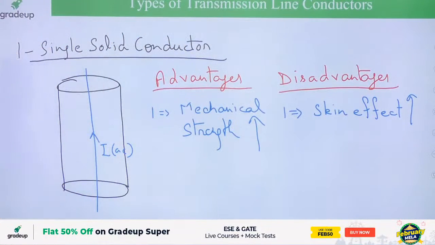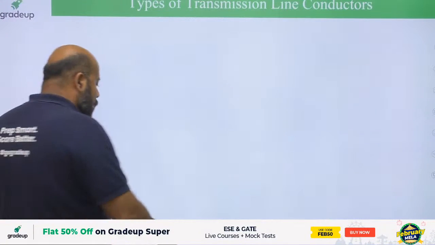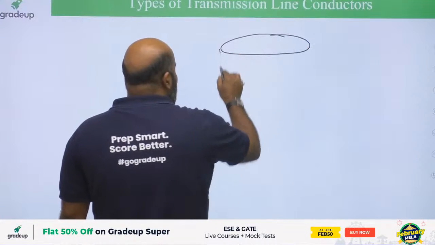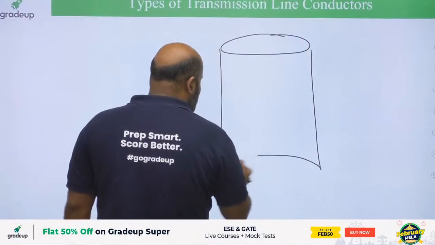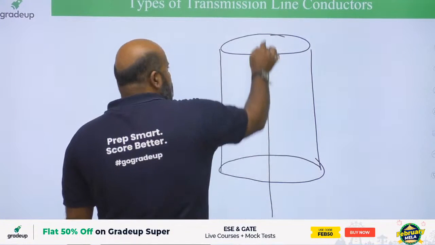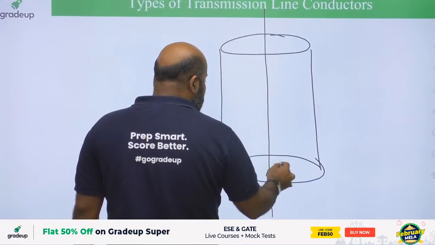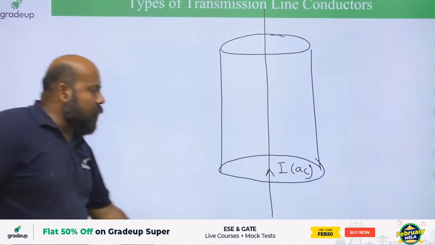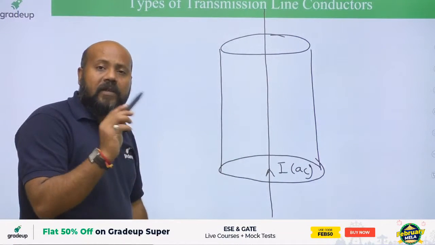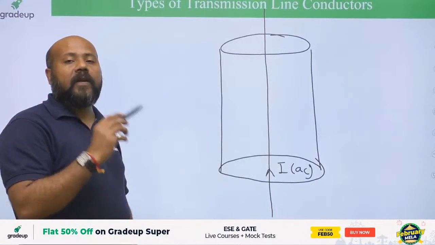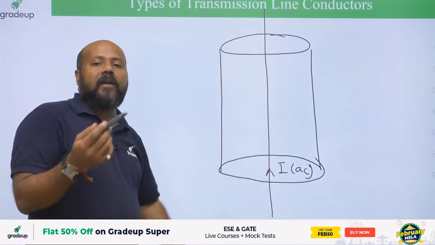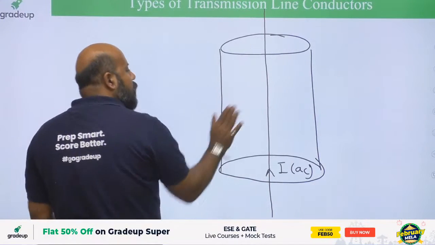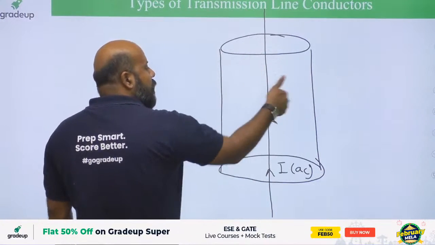Now why are you getting skin effect? Let me tell you why. There are a number of ways in which skin effect can be explained, but let me tell you the simplest way. Suppose this is the current passing through this conductor and this is AC current. If this is AC current, the flux set up by this current is also going to be time dependent, because AC means alternating current, which is time dependent. So the flux because of this current is also going to be time dependent.